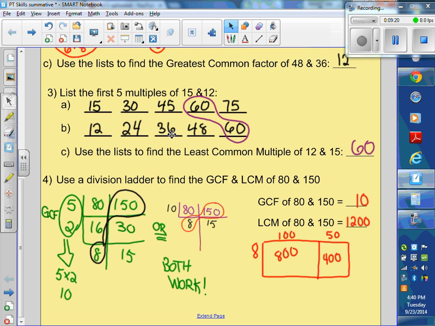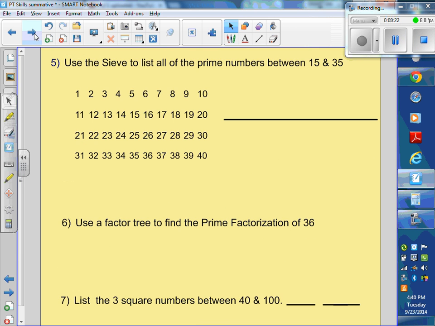Next page. Use the sieve to find the prime numbers between 15 and 35. So you cross out everything that's not prime and circle everything that is prime. 1's not prime, 2 is. So since 2's prime, we can get rid of all the evens. So we're going to just get rid of all the evens here.